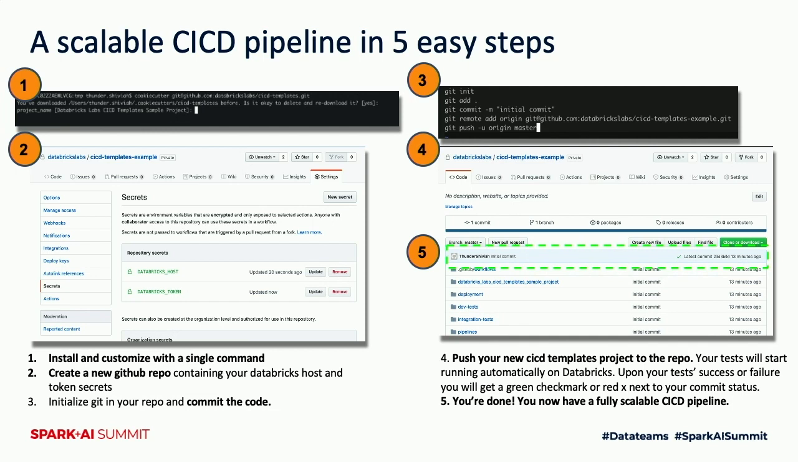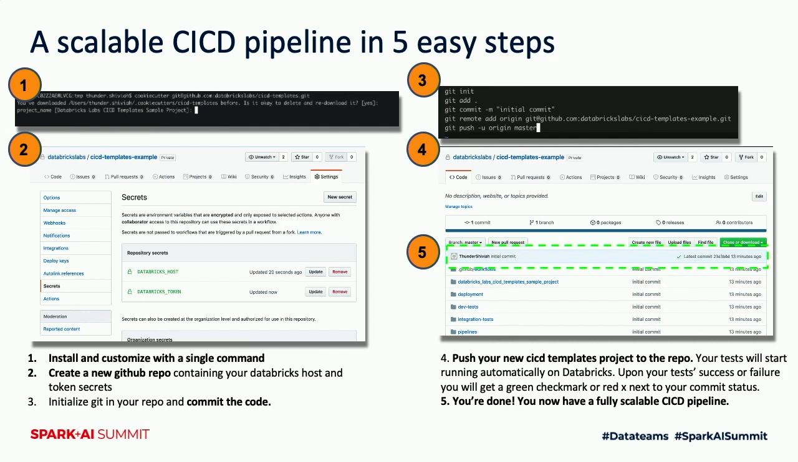The second step is that people would put their Databricks host and token into GitHub secrets. The third is that you take your recently created local project and then just initialize Git and add the code and then commit and push to your new repo.